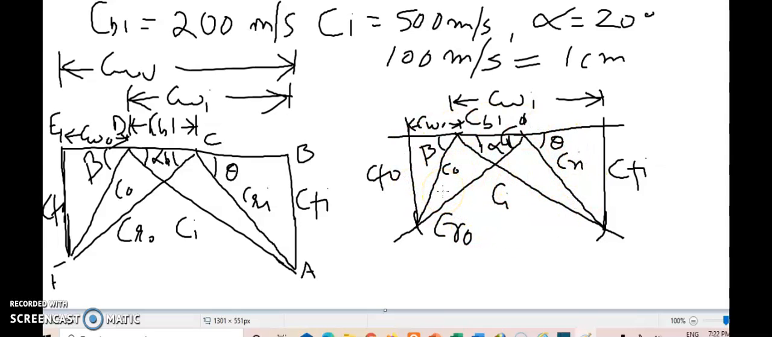So this was all about the velocity triangle and the construction method of solving the questions on velocity triangles.